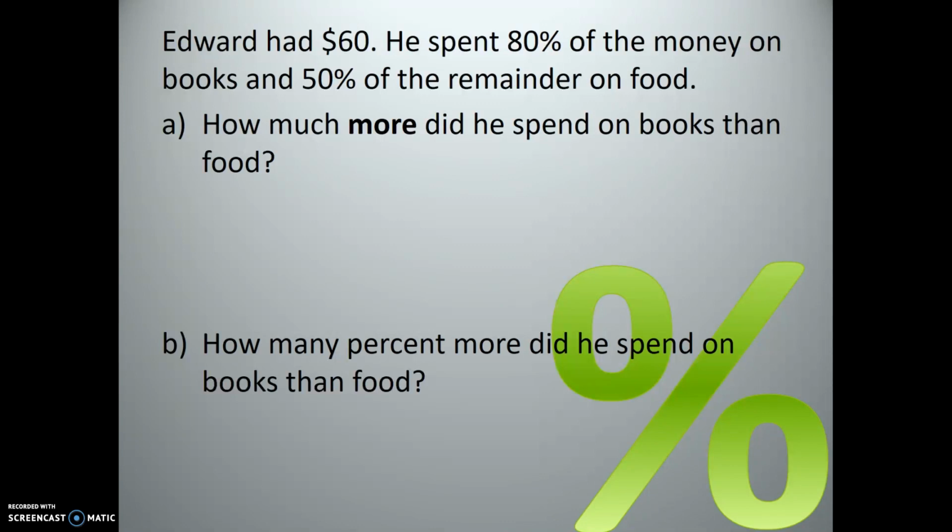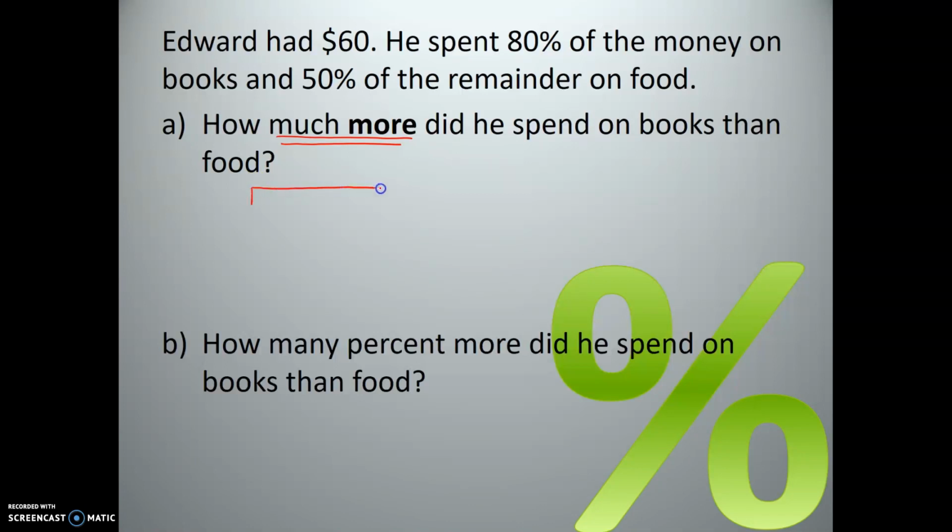And let's start with Edward. So Edward had $60. He spent 80% of the money on books and 50% of the remainder on food. And we want to know how much more did he spend on books than food? Well, to be able to answer this question, we need to find the dollar amount that he spent on books, and we need to find the dollar amount that he spent on food. Well, it's easy to find the dollar amount of books, right?